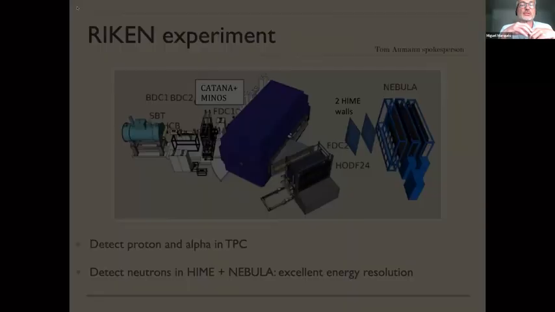So HIME, in the picture that Daniel showed, you had NEBULA, which is the main neutron detector in SAMURAI, but then in front of it you have HIME, that is a more granular detector that will provide very high resolution at low energy. So this was the main argument, and the second main argument in the first proposal was doing this at the same time for helium-6 and the Triton.